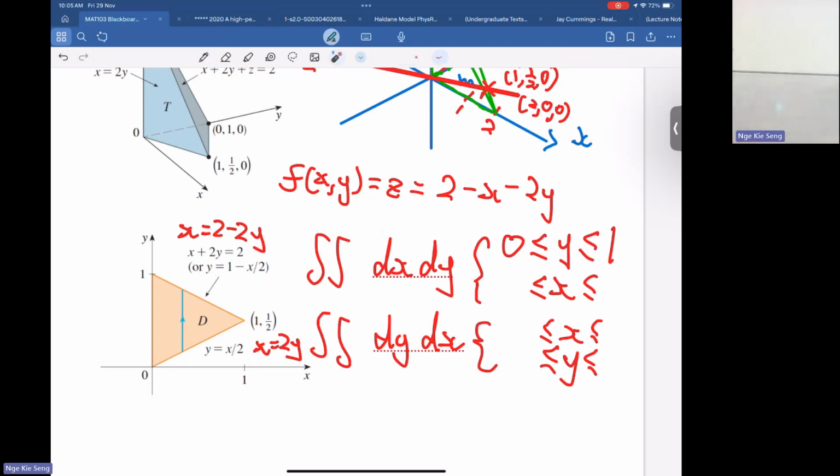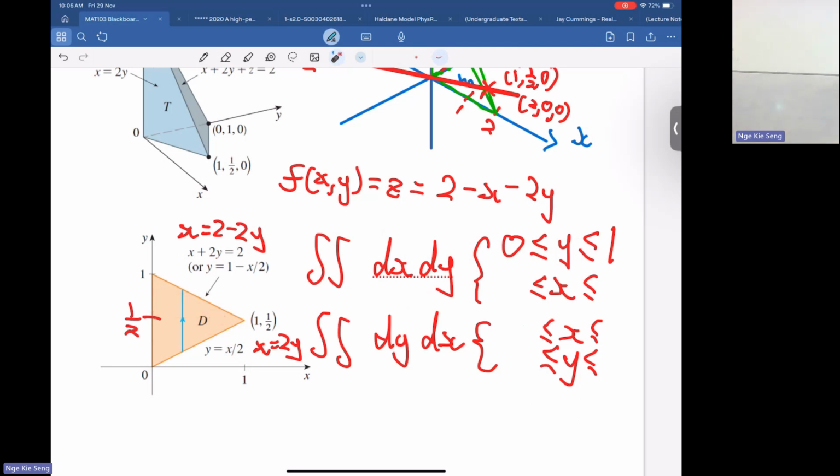Do you think 2 minus 2y is greater than 1? Let's draw this. If you fix a y, what happens to your x? Let's start from y equals 0. Then x has only one point. But when y increases, x also increases. If you look at y equals half, after that the x interval will decrease. So how do you describe this interval?